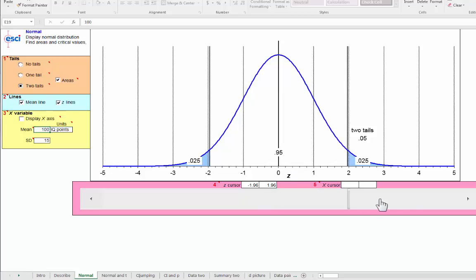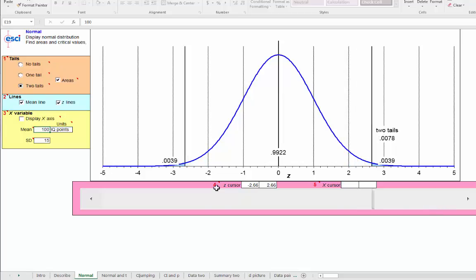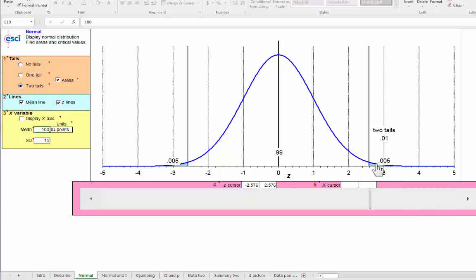Now let's do this for 99%. Move this out. And there we go. We've got 99% here, the two tails just 1%, 0.01 area, and the critical value down here is 2.58 when rounded. So between Z is minus 2.58 and plus 2.58, we have 99% of the area under this normal distribution.